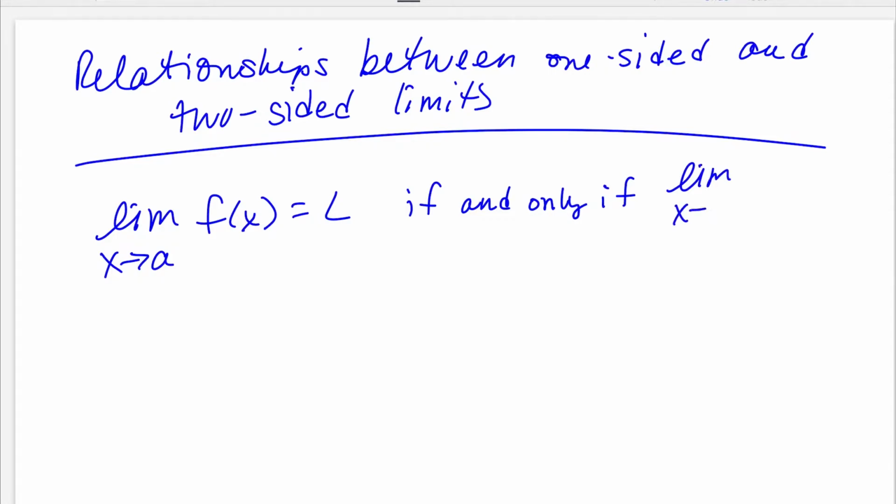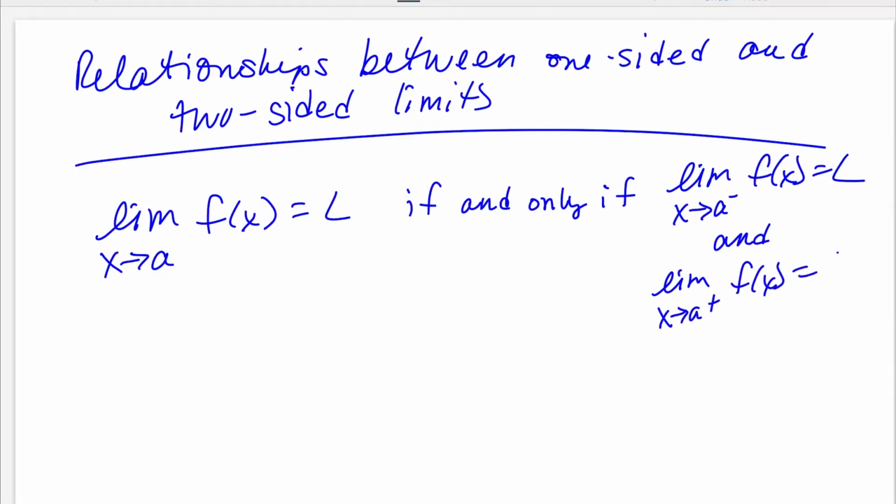The limit as x approaches a from the left of my function equals L, and the limit as x approaches a from the right of my function equals L. All right? So if your left and right limits equal the same value, then you say you have an actual limit. That's the key. So if and only if your left-sided limit and your right-sided limit both equal L, then you actually have a limit.